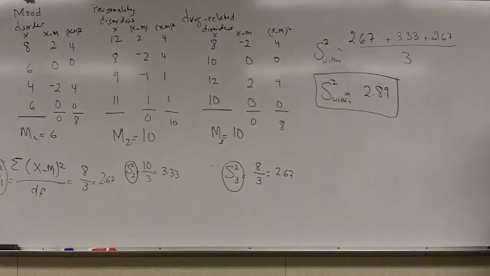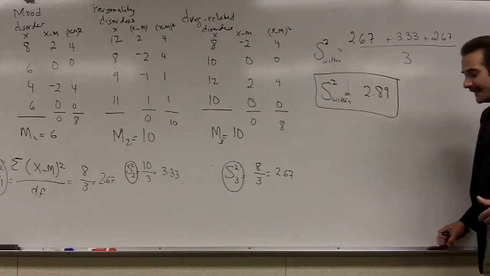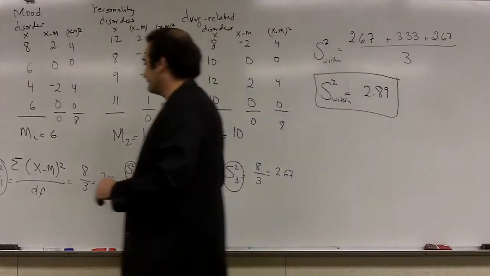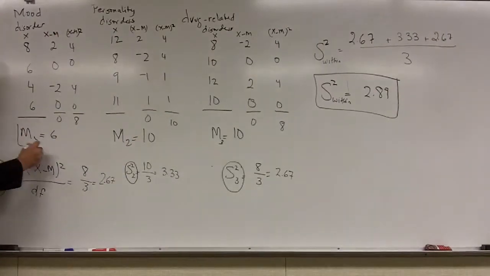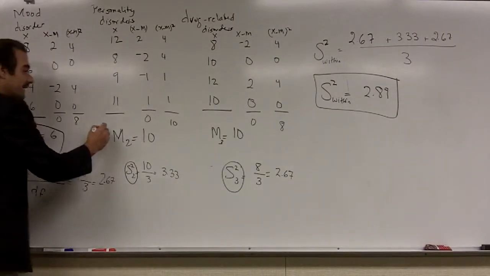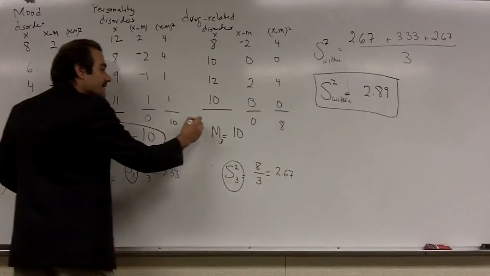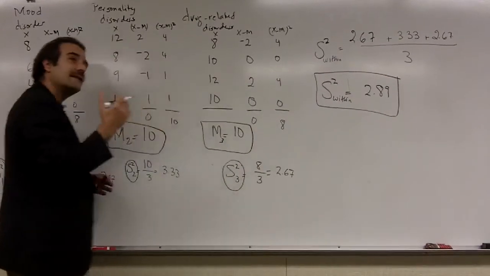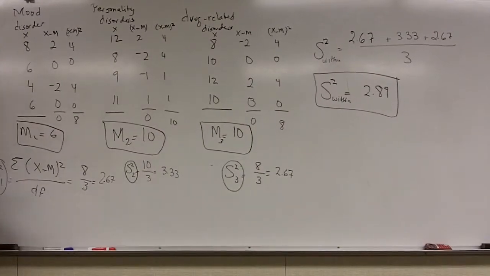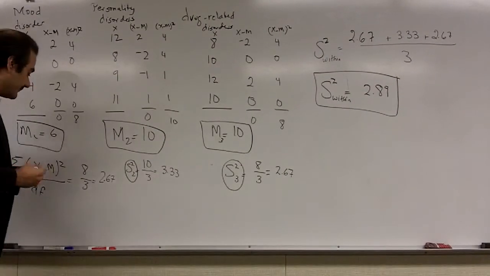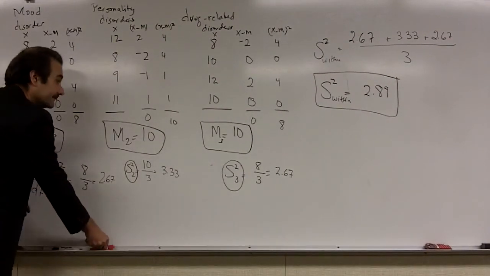And the way to calculate s squared between is a little bit funny. What you do is you take these means. You see this mean? You take this mean, you take this mean, and you take this mean, and you treat the means as if they were scores. Okay? So let me do it in red so that it'll be clear.